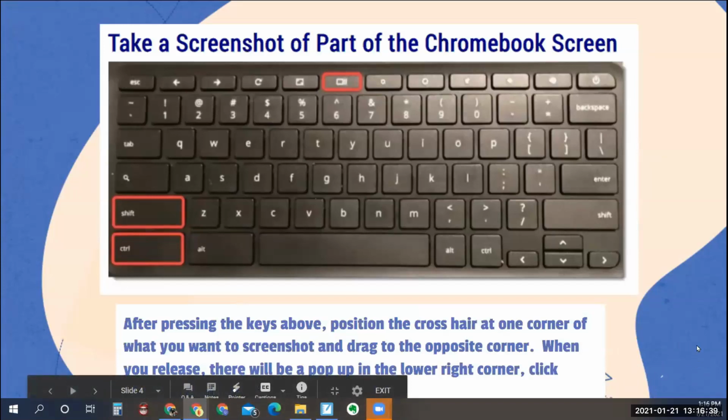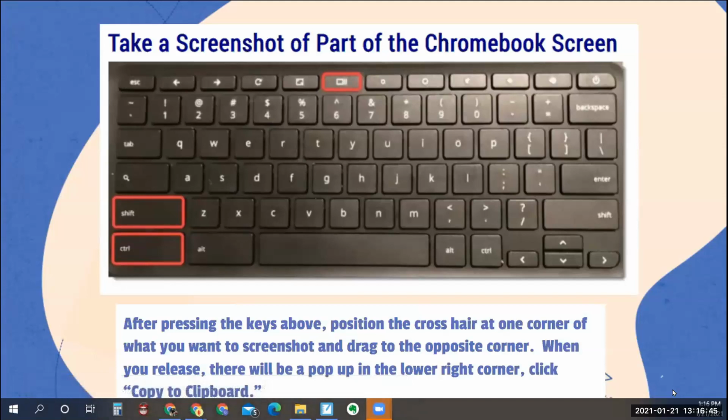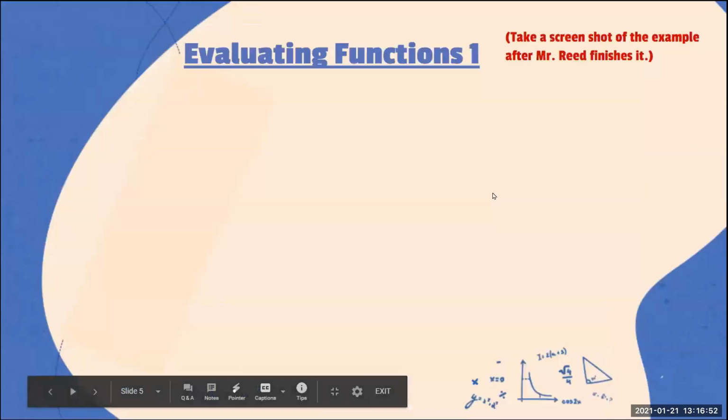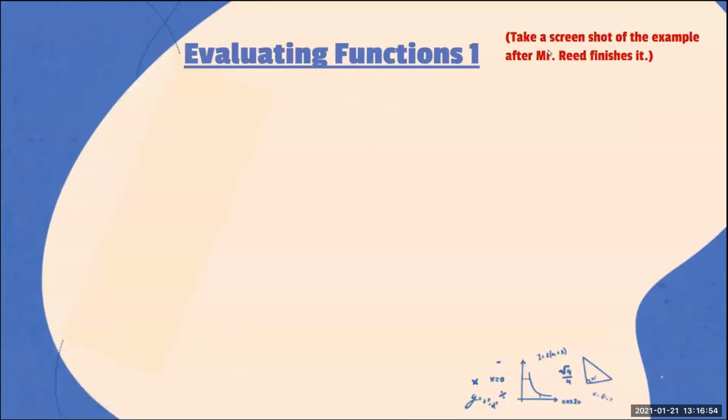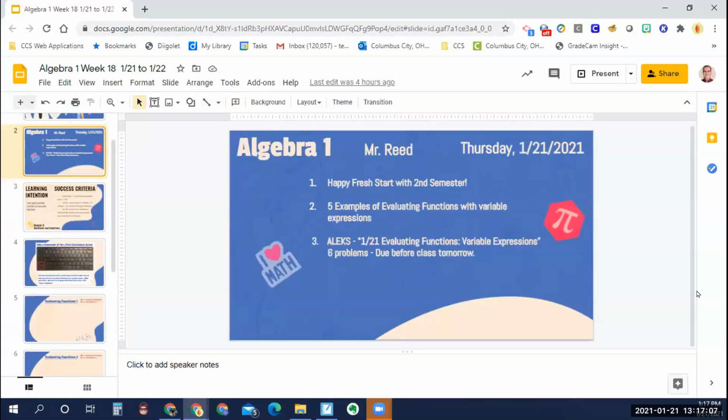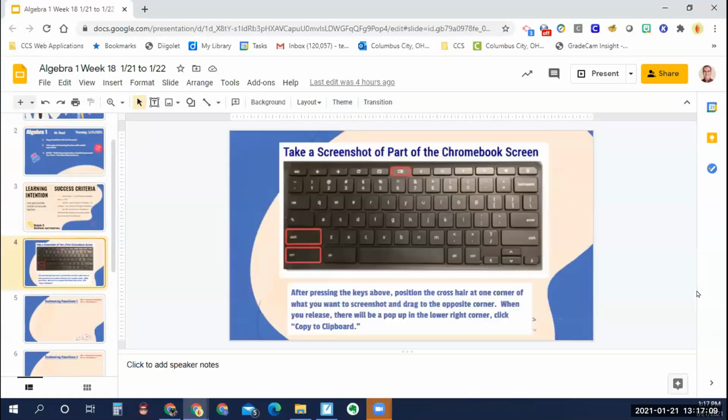And on that window, you'll be able to click copy to clipboard. After you do that, then you can switch over to this Google Slides, and this will be the first one where we're going to take a screenshot after I do example one. Just take a screenshot and paste it right in here. Okay, so if you need help with that, just let us know. We'll be glad to slow down for a quick minute and help you through it. But that's where we're at now.